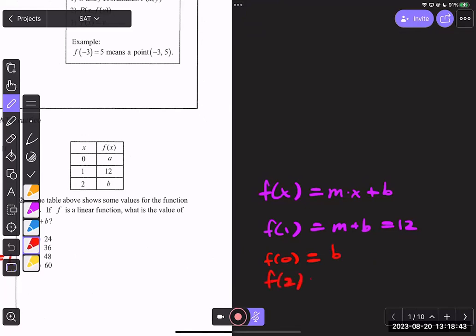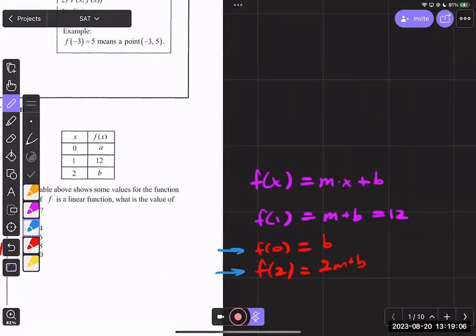What about f of 2? What is that equal to? M times 2 plus b. Right? So you know that f of 0 is b, f of 2 is 2m plus b. Okay, so now you know, right?